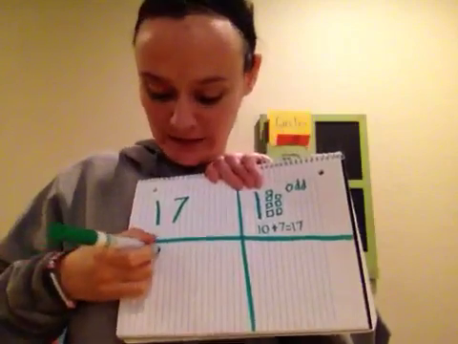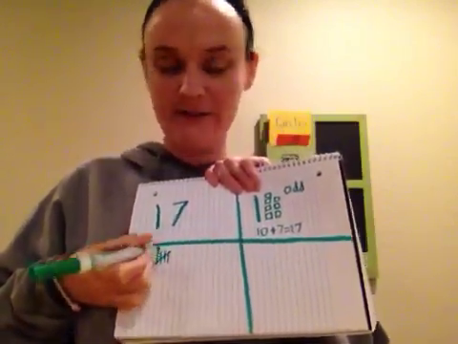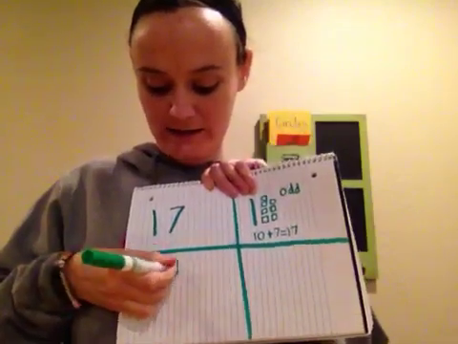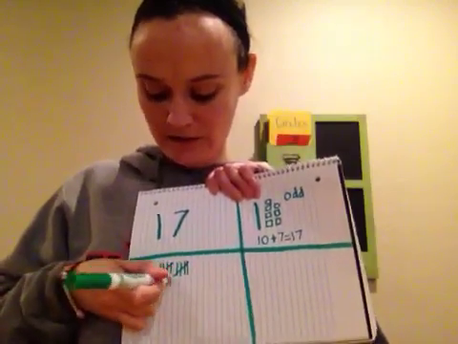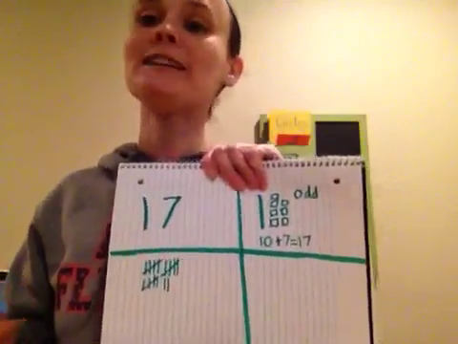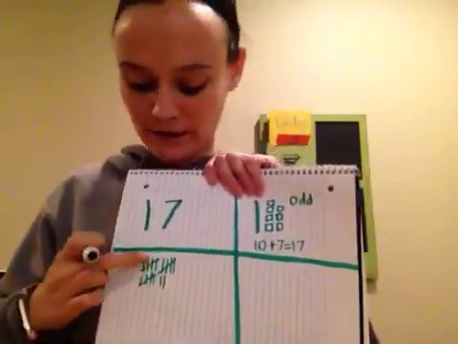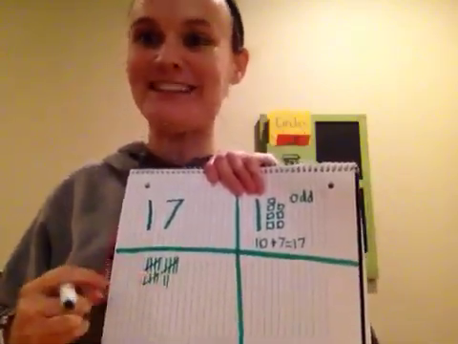We have enough space to do 17. 1, 2, 3, 4. Number 5 shuts the door. 6, 7, 8, 9. Number 10 draws the line. 11, 12, 13, 14, 15, 16, 17. Now I'm going to count by 5s just to check my work. 5, 10, 15, 16, 17.